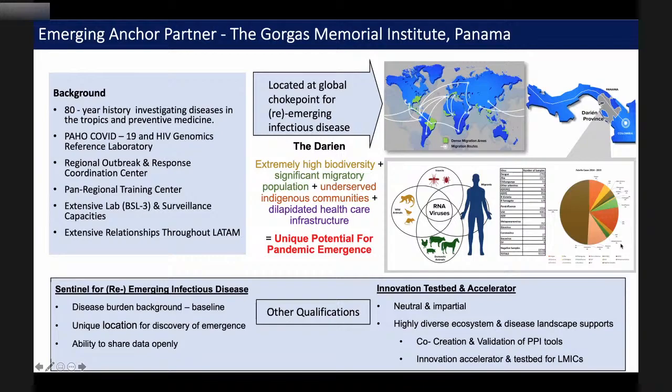50% of those acute febrile illnesses have an unknown etiology. We really simply don't know what that is. And that is a very concerning thing, especially because we are seeing emerging RNA viruses in the region that haven't been there before. And so we see that change happening.